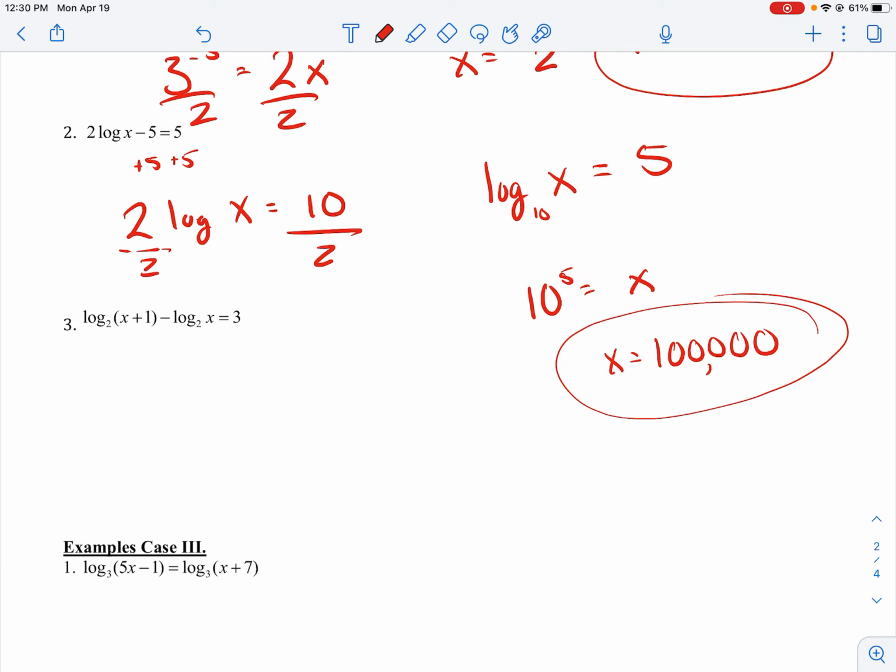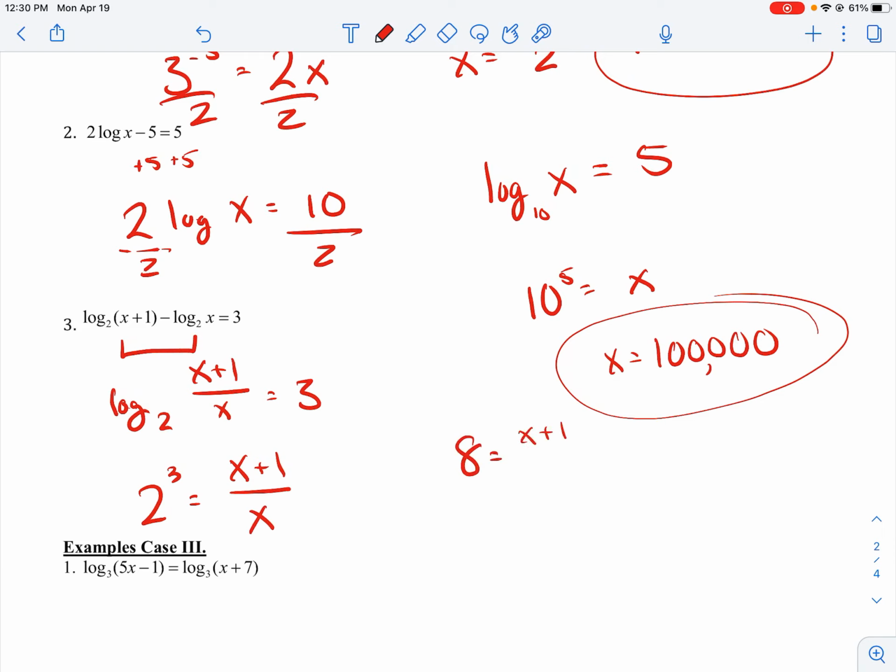Okay? And the last piece, again, we're going to have to utilize our properties to sort of put these guys together. So I noticed that we're subtracting here, and we got the same base, so that's good. So I can put these together using my quotient property. And then I'll say 2 to the 3rd power is equal to x plus 1 over x. 2 to the 3rd power is equal to 8, so 8 is equal to x plus 1 over x multiplied by x. So we get 8x is equal to x plus 1.